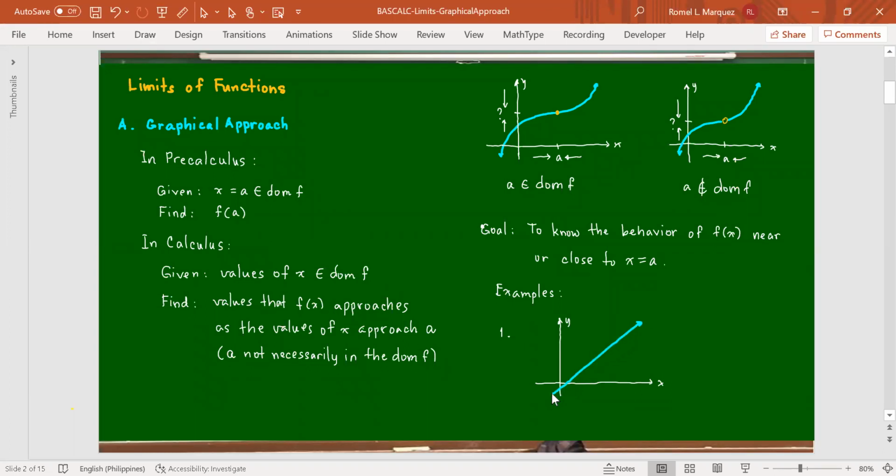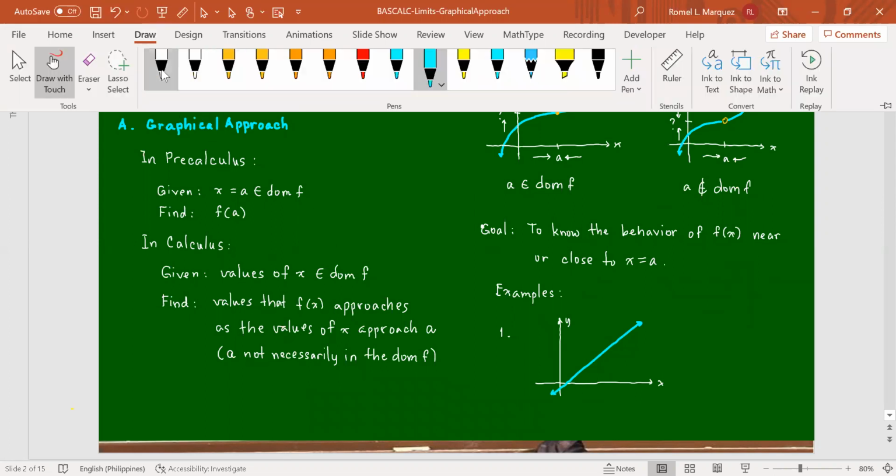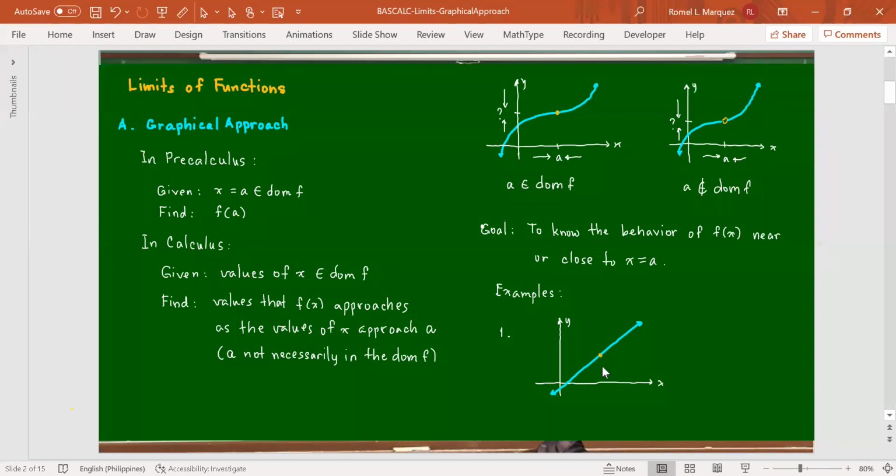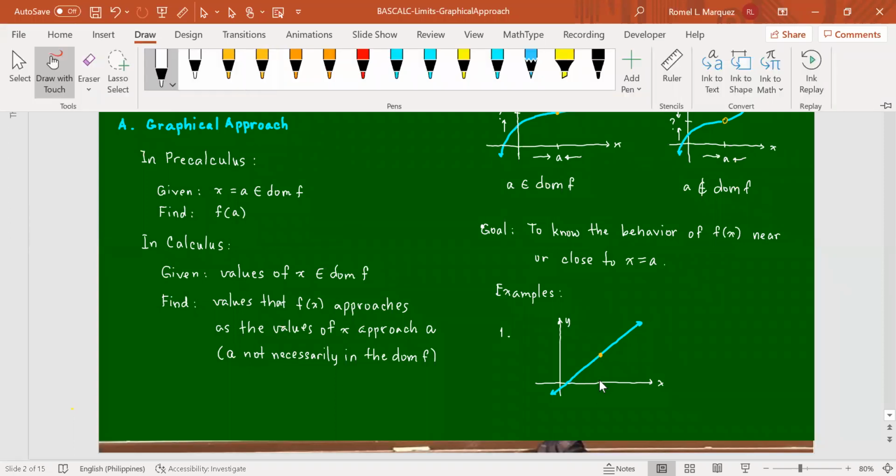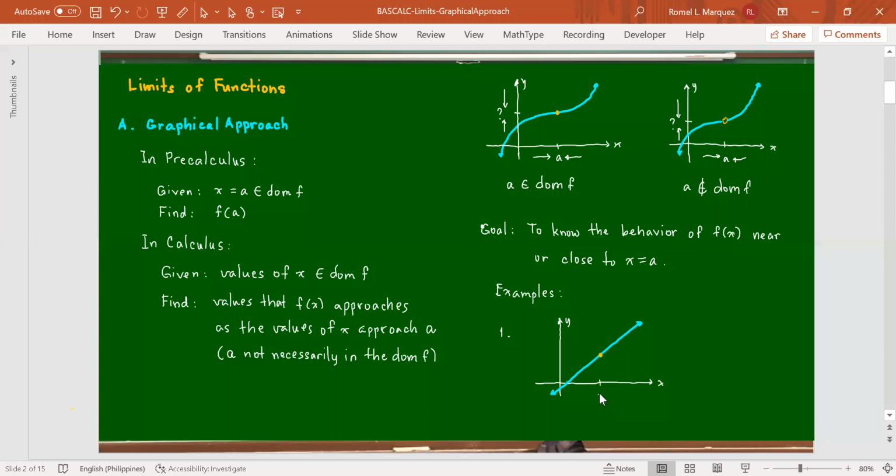So this is a linear function. And I am interested in this point, meaning I am interested in this value of x here, and let's say that is a, corresponding here. And it so happens that at a, this function is defined, right? So here, f of a is defined.